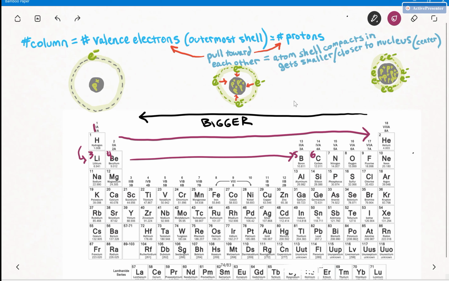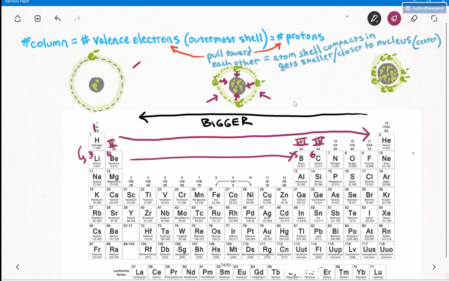These columns, this 1, 2, 3, 4, and so on, that's telling us how many electrons are in the valence shell. So as we progress over to the right, not only are we gaining protons in the nucleus, but there are going to be more and more electrons in that outermost shell, the valence shell. And so these electrons and protons, the positives and negatives, attract each other, right? So these electrons in the outside valence shell are going to be more and more pulled in towards the nucleus, and it's going to start compacting in on itself, these atoms.